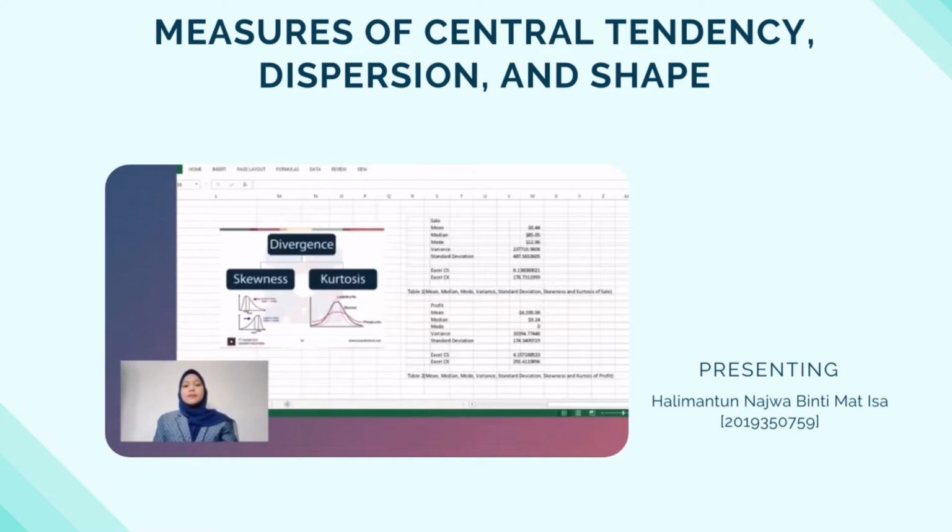Next, for mean based on profit data is 6599.98. For median is 9.24 and for mode is 0. For variance is 30394.77448 and for standard deviation is 174.3409719.